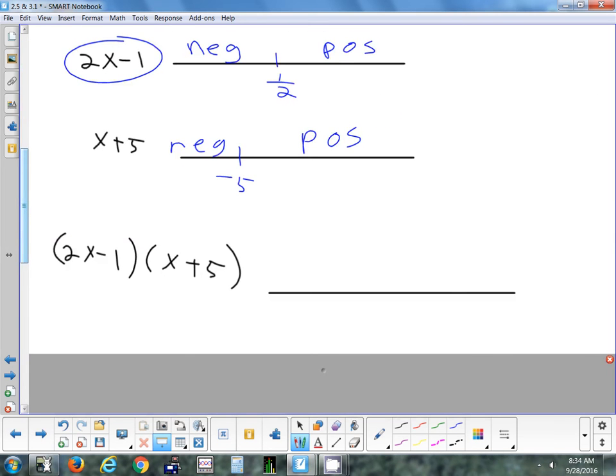Okay, so now I'm going to create a number line for both of them at the same time. I'm going to mark both roots on the number line: -5, 1/2. How many regions do I have to look at in this number line? 3 regions. I have to figure out where things are negative and positive in each region.